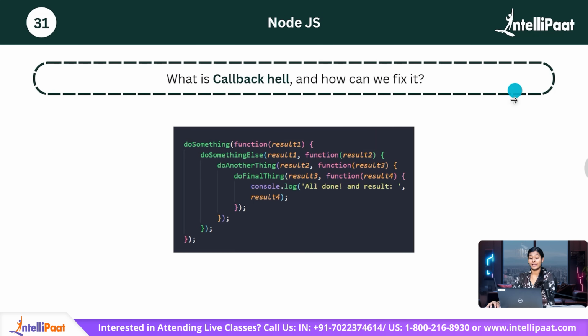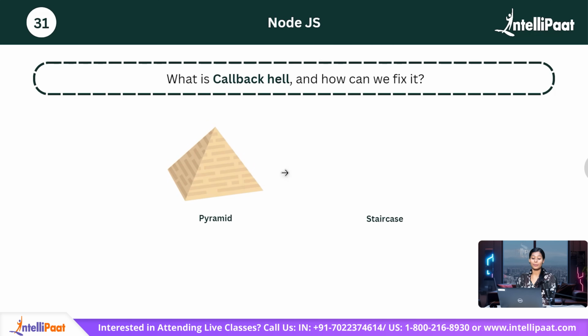Now, callback hell in programming will look something like this. There is a function at the top, like this doSomething function, which gets result1. That result1 is used by another function, which is inside the first function. The result of the second function is used by the third, then the third by the fourth, and it just keeps on going. This can end up looking like a pyramid or a staircase, a never-ending pyramid.